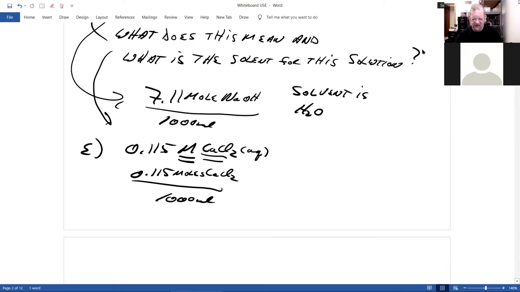And what is my solvent? This bracket, AQ, close bracket, is shorthand for aqueous. I think a lot of you are familiar with it in various languages, mother tongues. Aqua means water, even though in the United States our English is sort of based from German, and in German, that's Wasser. But anyways, this tells you the solvent is water.